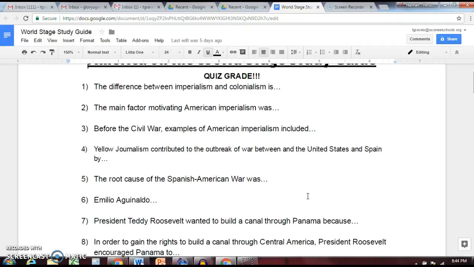Number six, Emilio Aguinaldo. After the Americans win a very short, 4-month-long Spanish-American War, one of the things they gain access to is the Philippine Islands. Well, when the U.S. gains access to the Philippines, they have to make a choice.